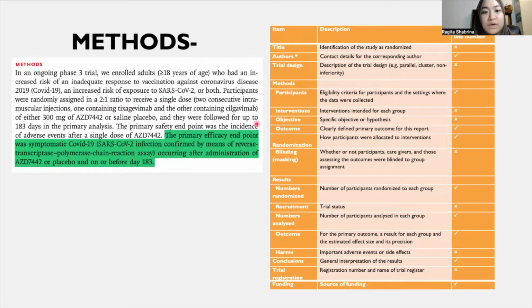This is for the intervention. There is no intervention, and for the objective, there is also no objective. And for the outcome, the definition is a clearly defined primary outcome for this report. As we can see on the green highlight, the primary efficacy endpoint was symptomatic COVID-19 occurring after administration of AZD7442 or placebo and on or before day 183.